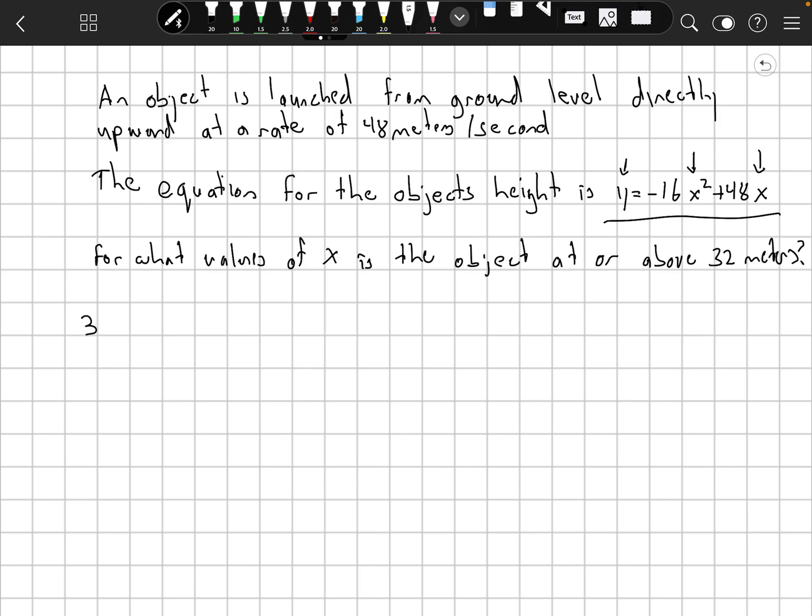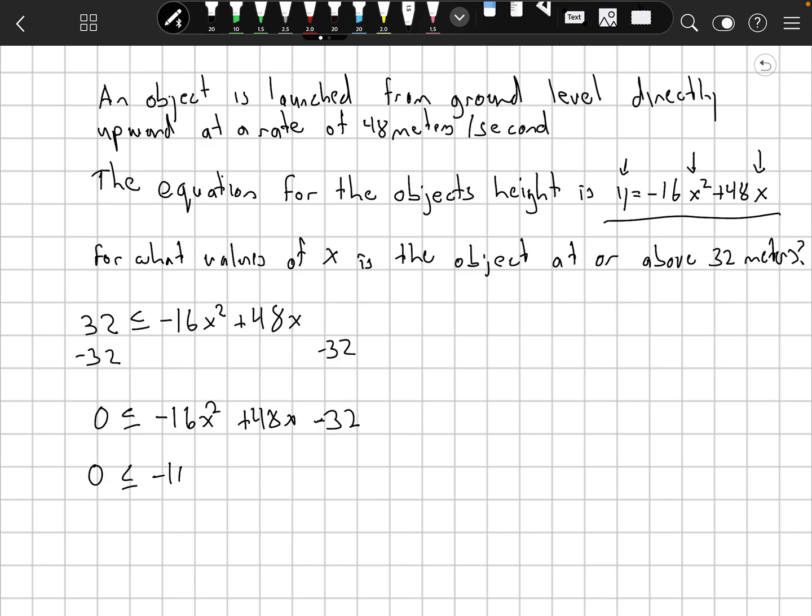So let's write it like this. Let's write 32, and this has to be greater than or equal to... 32 is less than or equal to that there. And let's go ahead and get 0 alone, see if we can factor this out or something. So I'm going to subtract 32 here and subtract 32 here. I get 0 is less than or equal to negative 16x squared plus 48x minus 32. Okay, let's go ahead and factor this out.